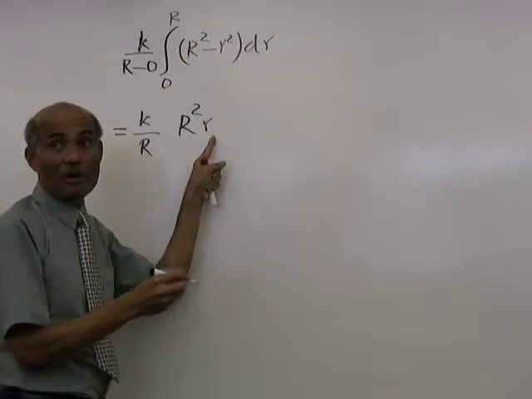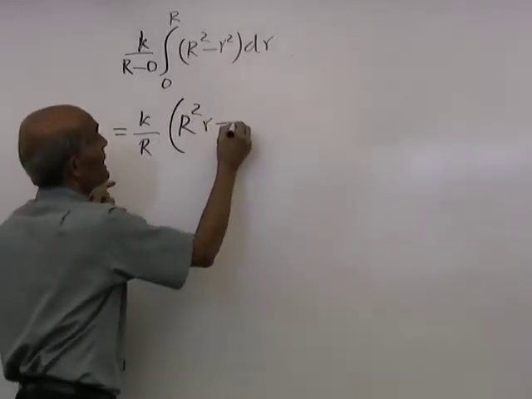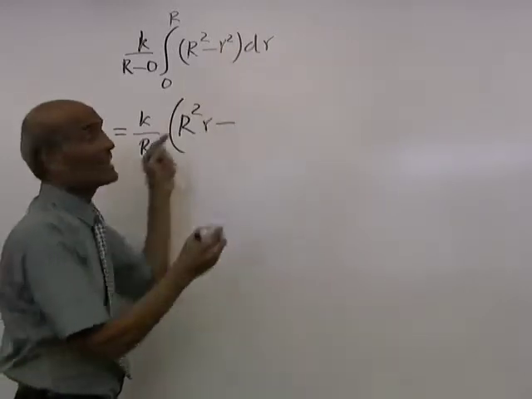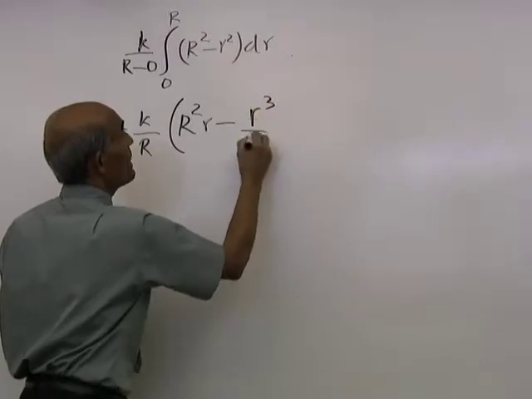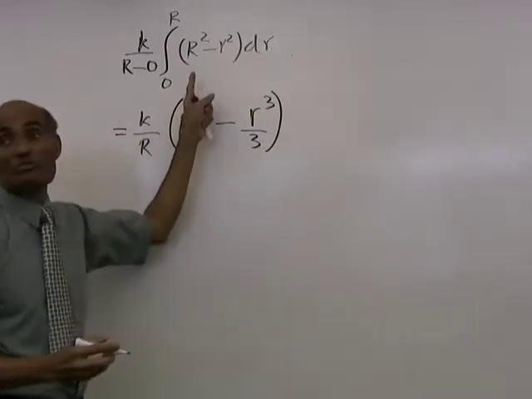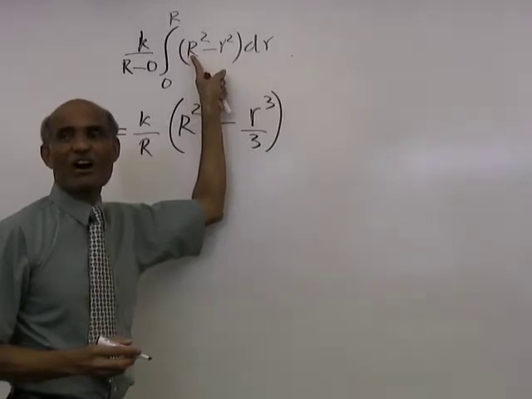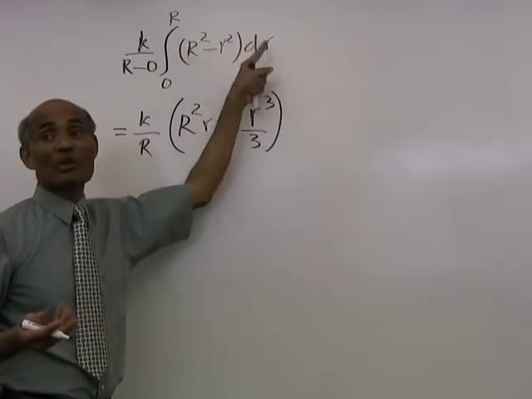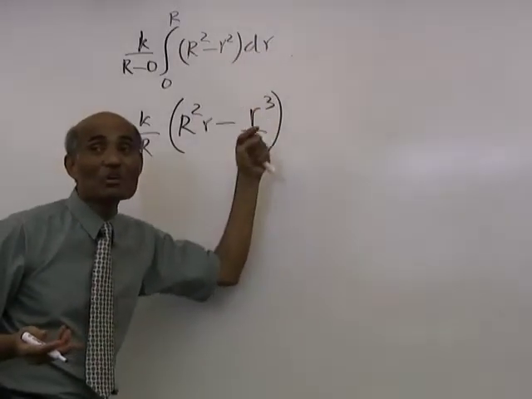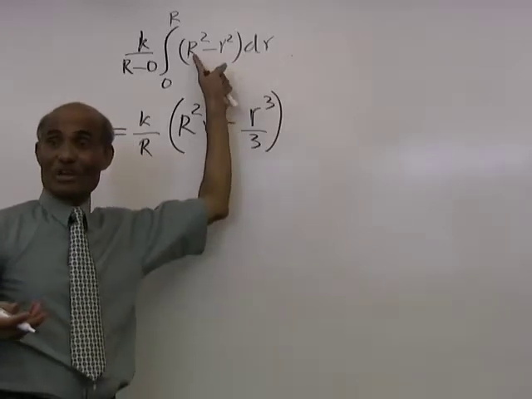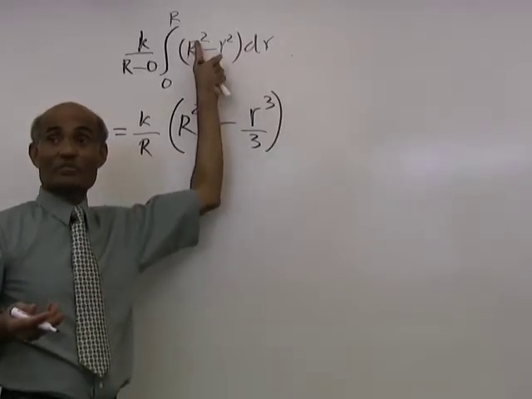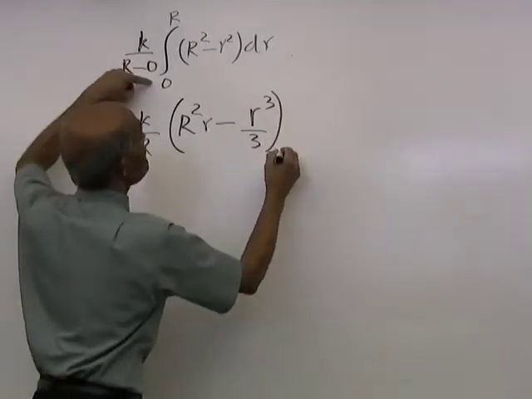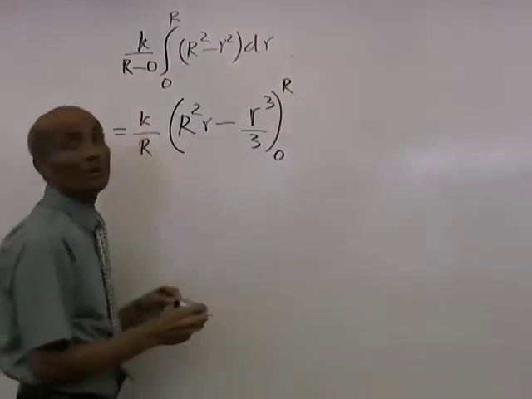R squared times r, let's put the parenthesis, minus the integral of lowercase r squared dr, which is r cubed over 3. Now very often students make the mistake here because you see R, you think it's a variable. The integral of uppercase R squared dr is not uppercase R cubed over 3. Why? Because uppercase R is a constant. It'll be R squared r minus r cubed over 3, and the limits go from 0 to R.